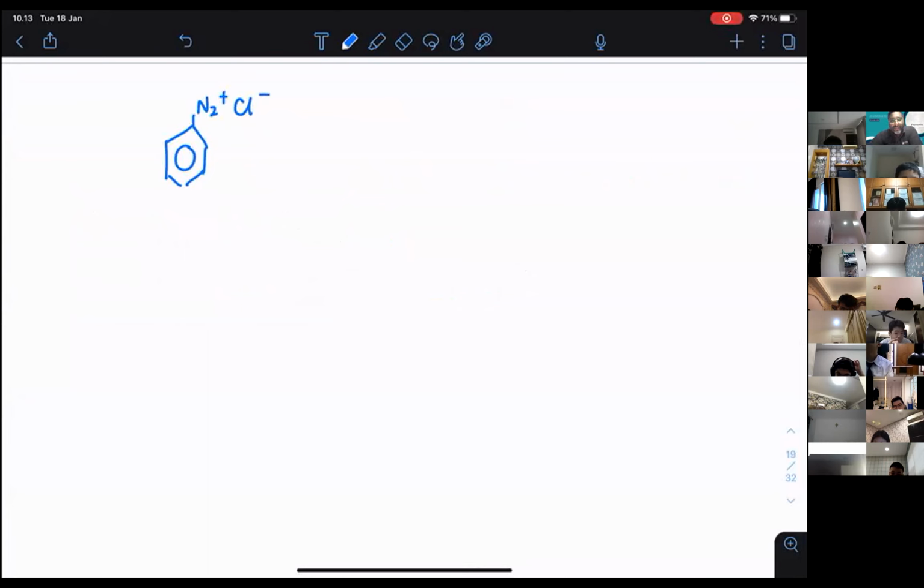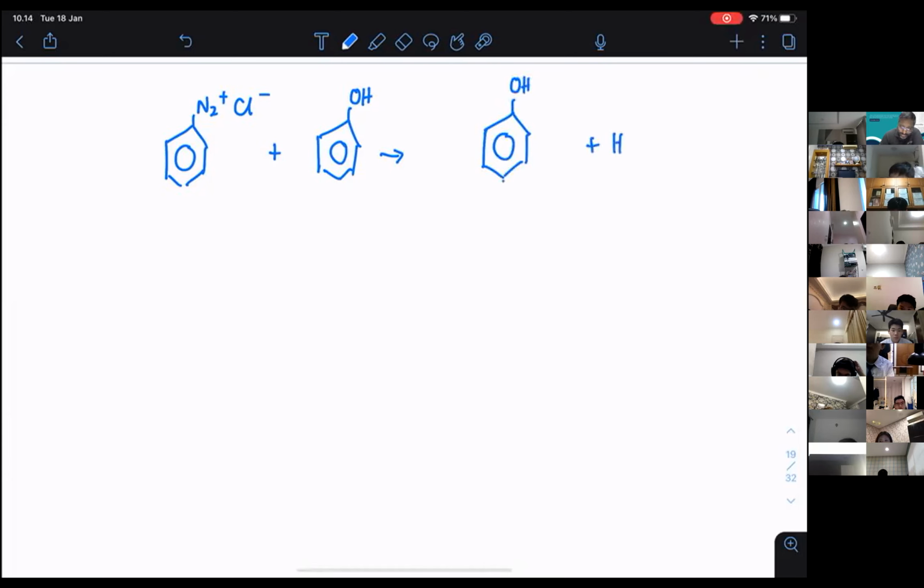You are going to get a phenol. The H over here is going to be replaced, so I just put H plus. Then the Cl will come over here, so Cl minus. Then N2, so it is going to be a double bond N, and then join with this over here directly. So you are going to get this molecule.